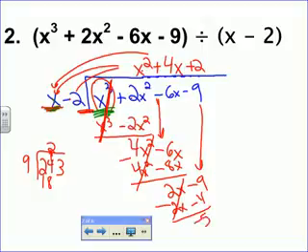So how I want you to write it is x squared plus 4x plus 2 plus 5 over x minus 2. Oh, is it negative 5? Sorry. I'll just put that. Okay.